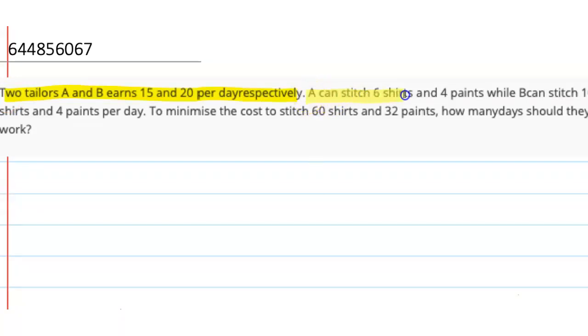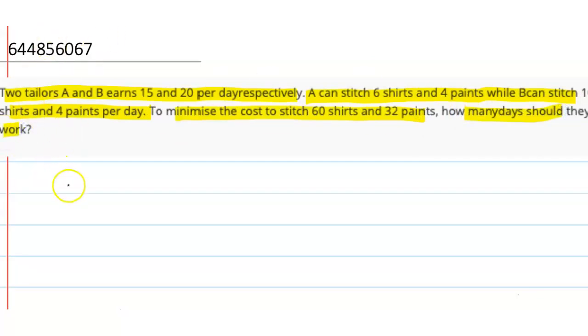Two tailors A and B earn 15 and 20 per day respectively. A can stitch 6 shirts and 4 pants, while B can stitch 10 shirts and 4 pants per day. To minimize the cost to stitch 60 shirts and 32 pants, how many days should they work here?